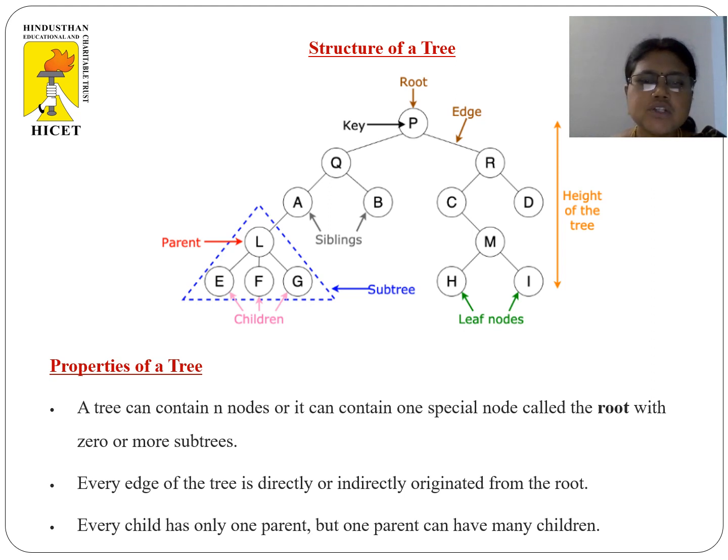Getting into the properties of a tree: a tree can contain n nodes, or it can contain one special node called root with 0 or more subtrees. Each edge of the tree is directly or indirectly originated from the parent, that is, originated from the root. Every child has one parent, but one parent can have many children.